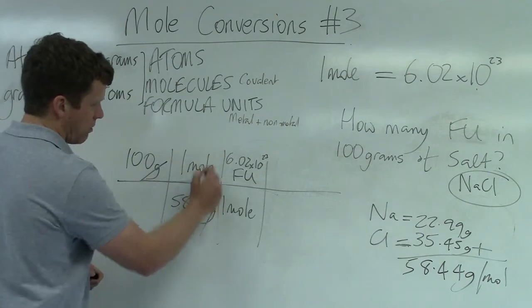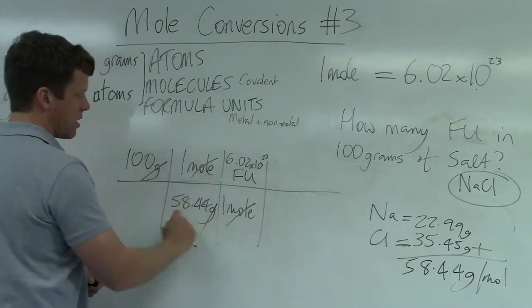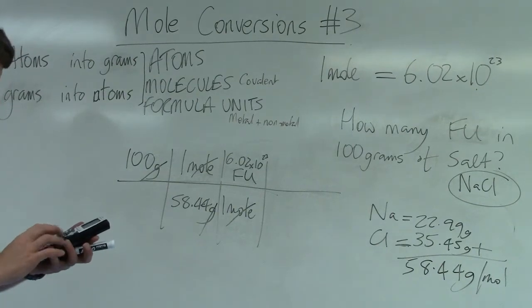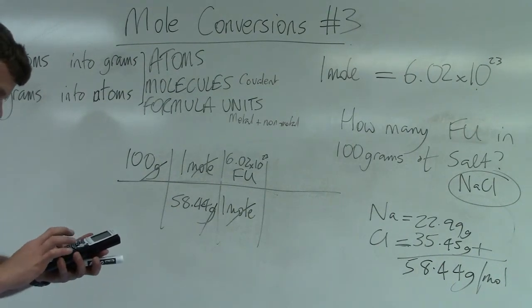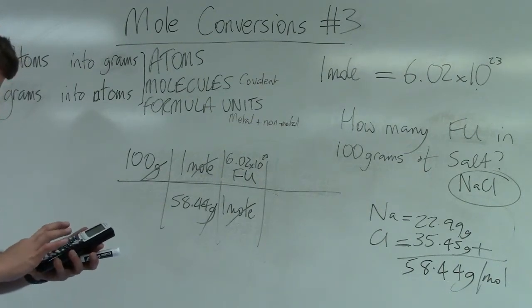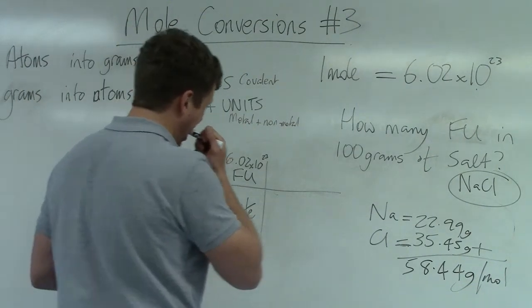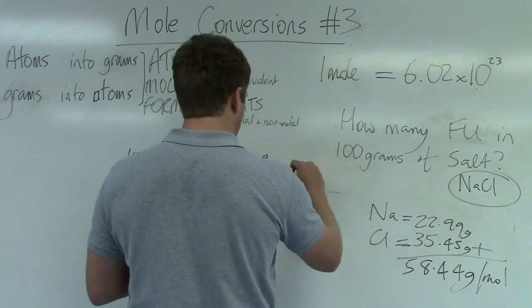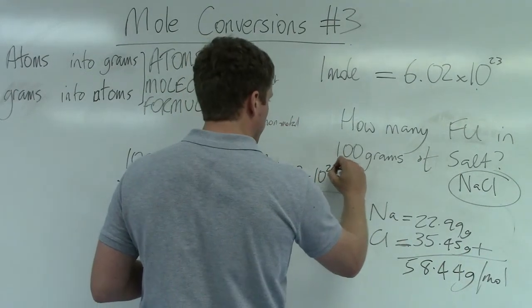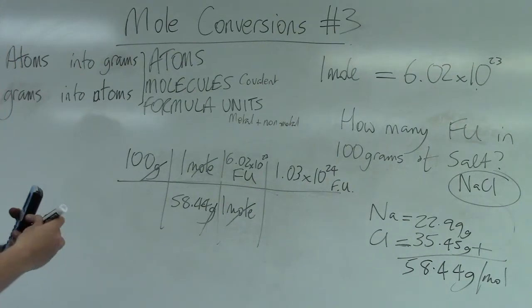Anyway, so grams cancel, moles cancel. Now we've got to do this multiplied by 1 multiplied by this, and then divide by 58.44. So we're going to do 100 times... Okay, so we get that many FUs, 1.03 times 10 to the 24.